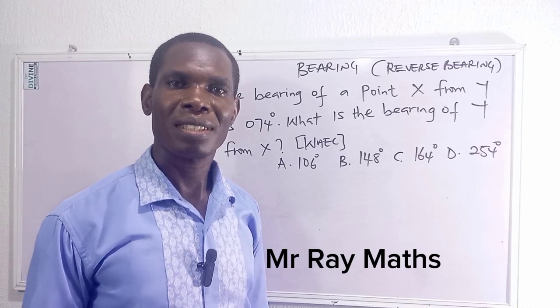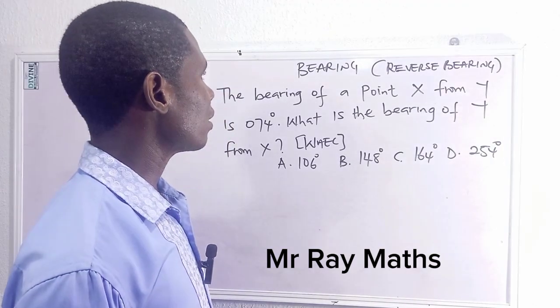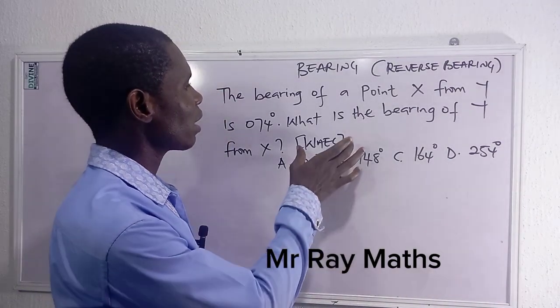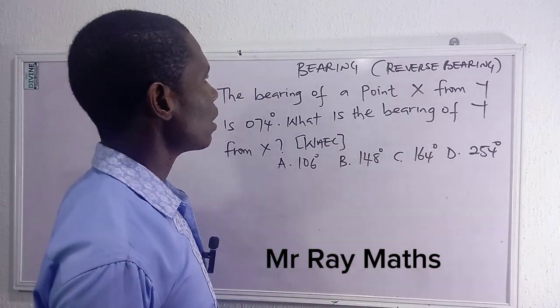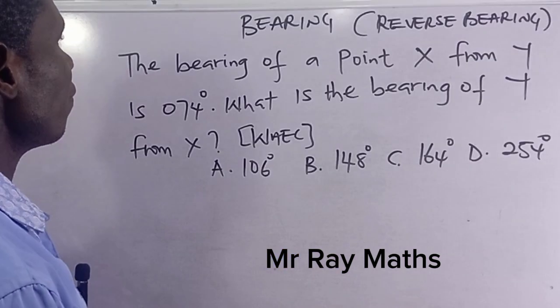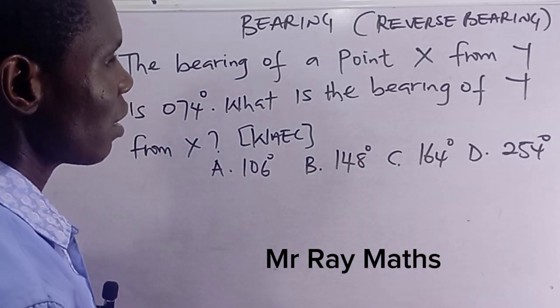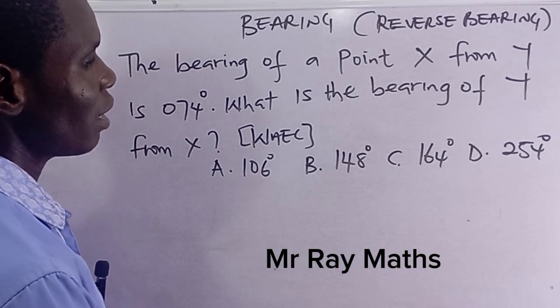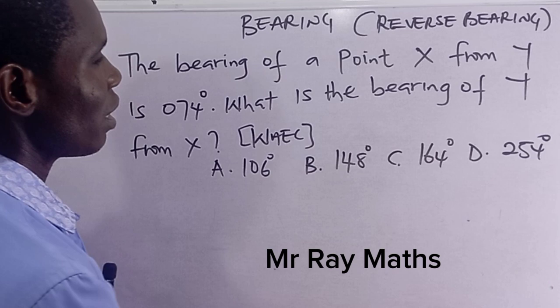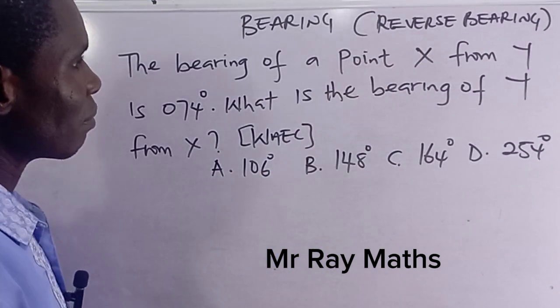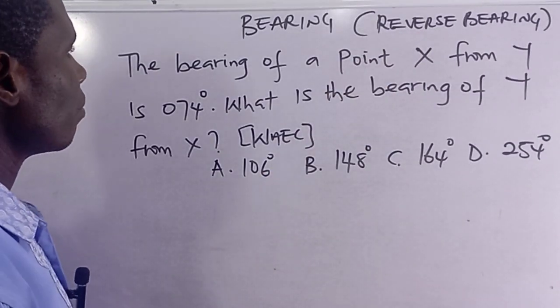Hello everyone, I'm Mr. Ray, and today we'll be looking at another work question under bearing. If the bearing of A from B is known, then the bearing of B from A is known as the reversed bearing or the back bearing.